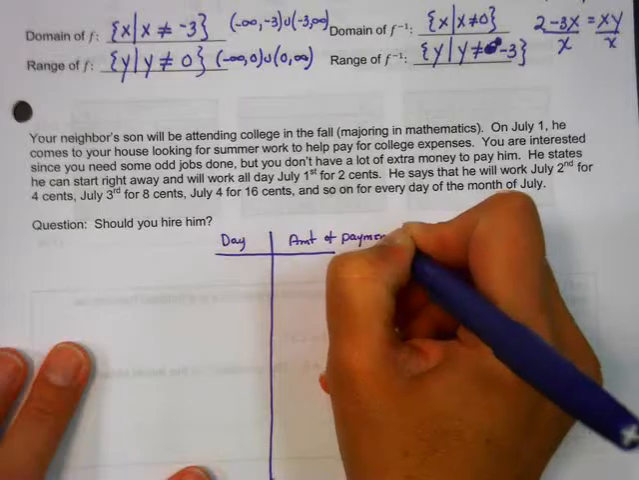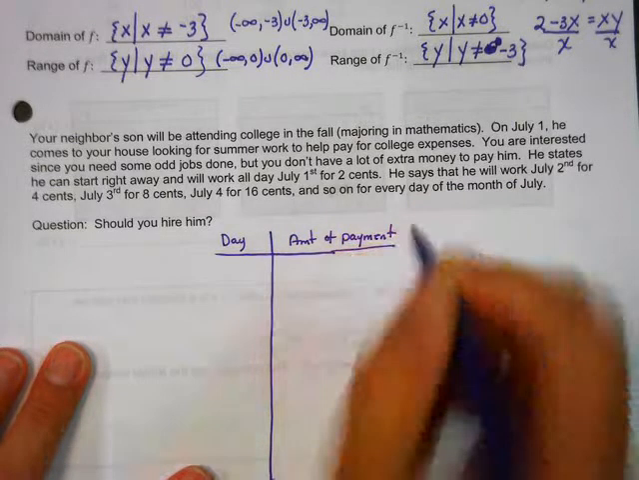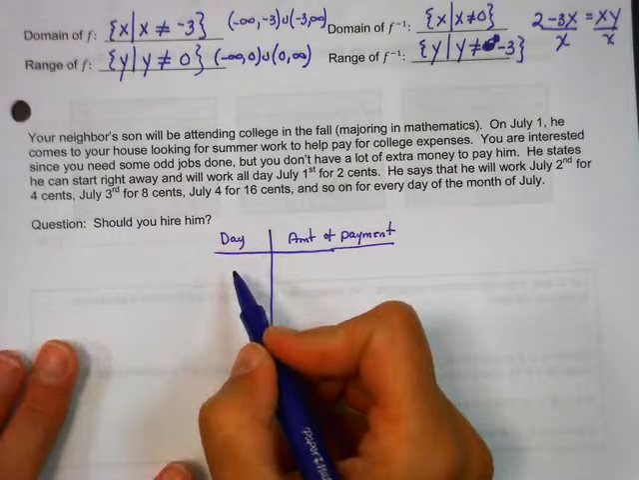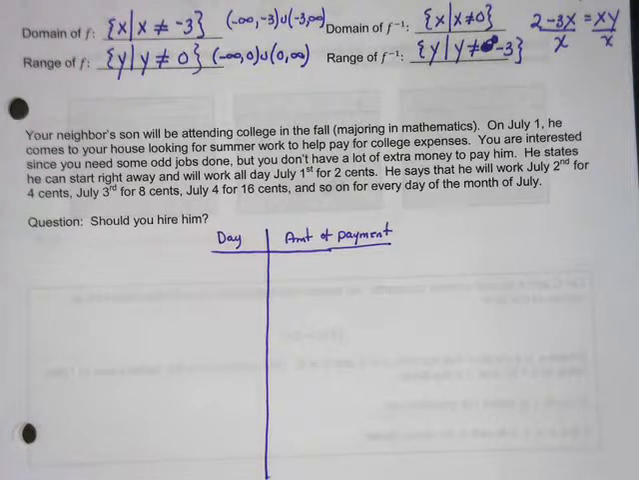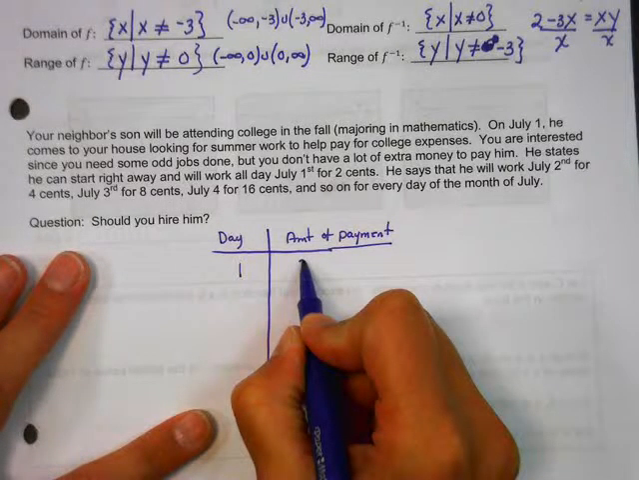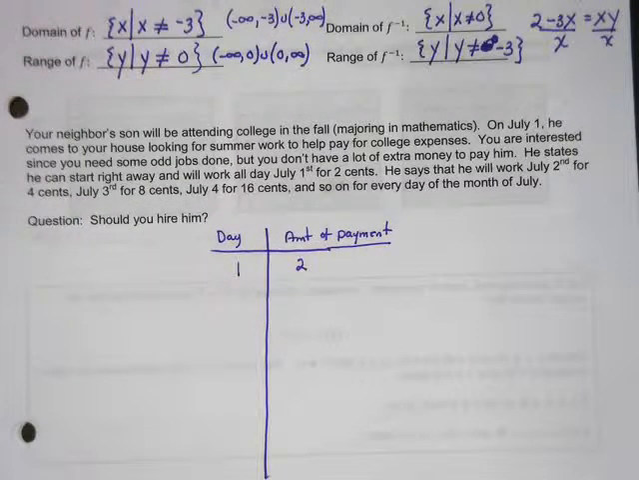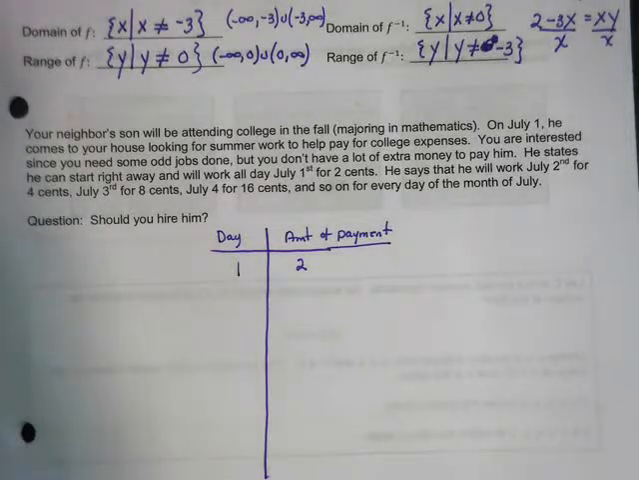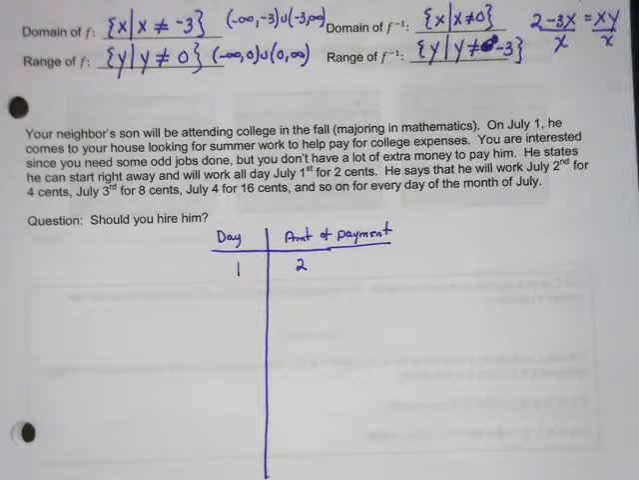Okay, so our neighbor's son comes over and says, you know what? I'm going to start right today, and I will work as hard as you want me to work for 10 hours straight. And all you have to do is pay me 2 cents. That's all you have to pay me. Okay? 2 cents? That's all you have to do. So July 1st, 2 cents.